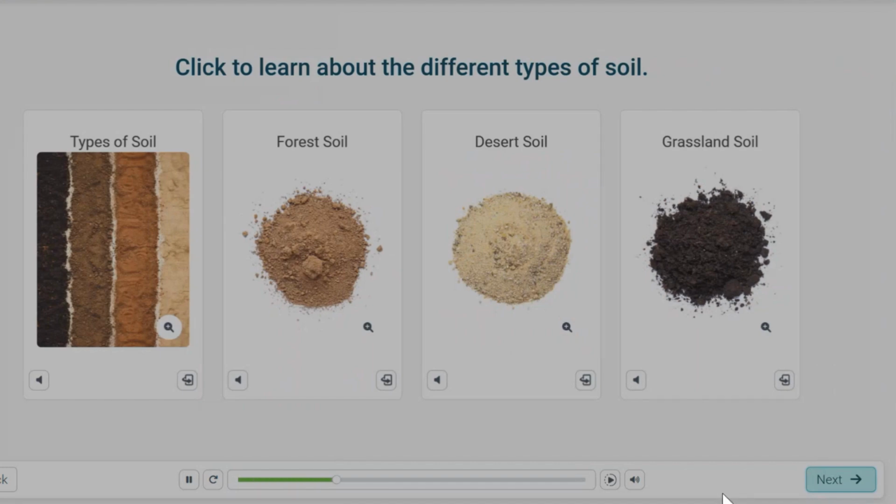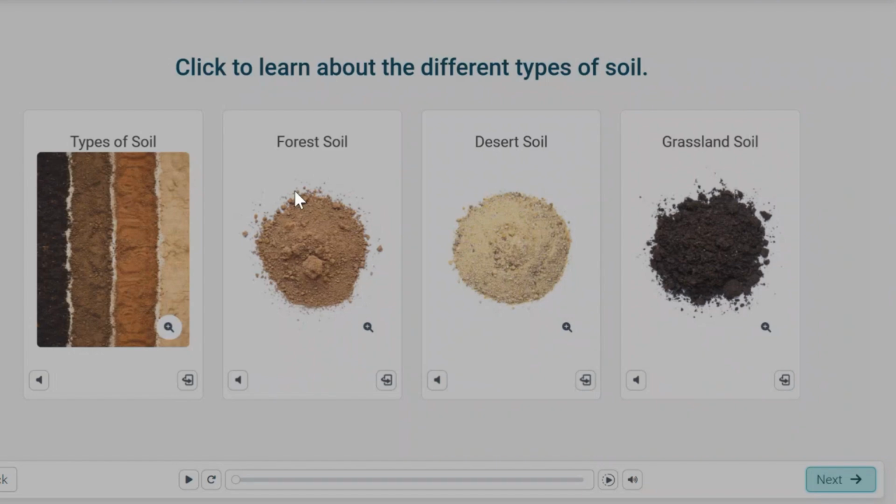Click to learn about the different types of soil. There are three types of soil. Forest, this is where the trees grow. Desert, this is where plants cannot grow. And grassland, okay? And grassland, it's where the small plants and grasses grow. And this one is the best. The best turba is this black turba, grass soil.